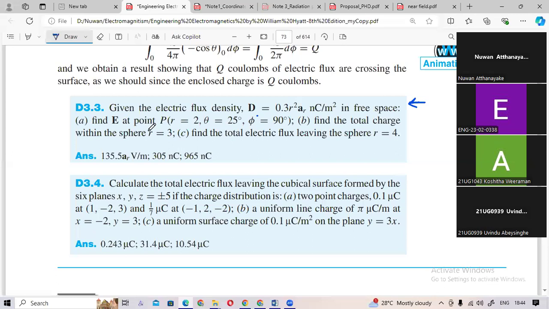So if I take this one, the flux density is given. Now tell me, what is the coordinate system they use here? To identify the coordinate system is very important. Quickly tell me, we don't have much time, so please tell me someone, what is the coordinate system used here?